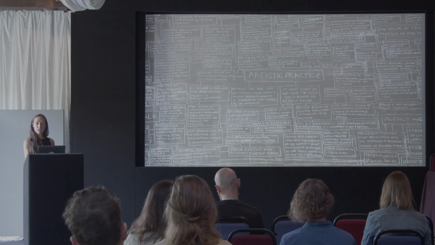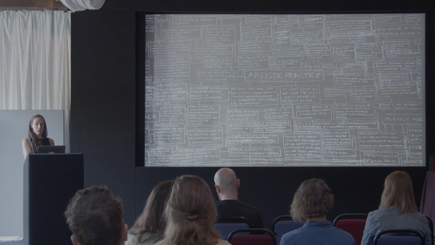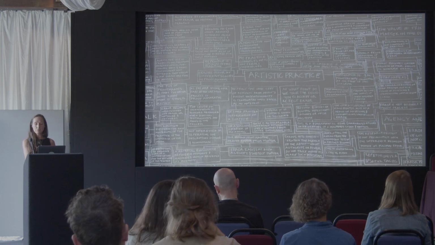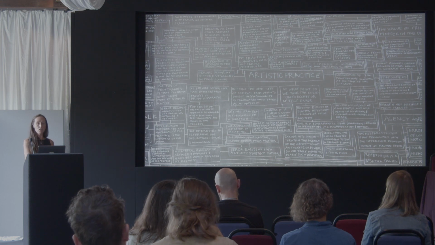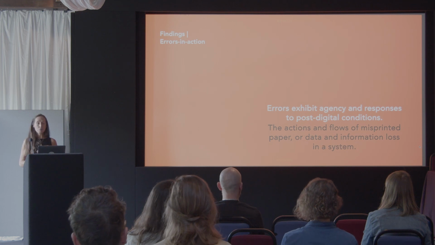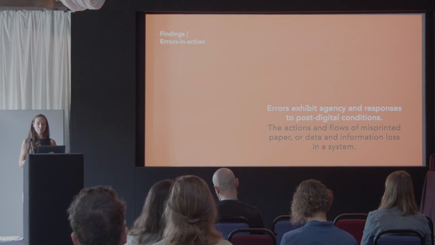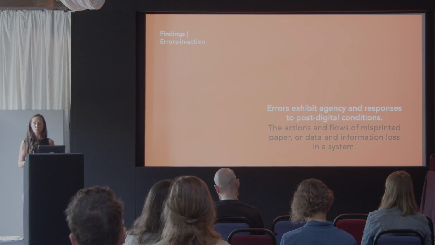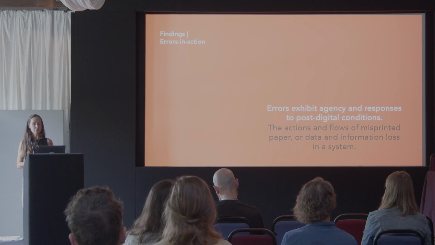So the errors in the projects have guided my thinking in parallel with an exploration of key concepts including the post-digital, agency and relationality. And these have helped to frame the significance of the practice as a demonstration of what I refer to as errors in action. So post-digital for me is not a dichotomy. It's many things, such as the actions and the flows of misprinted paper or data or information loss in a computational or a paper system.